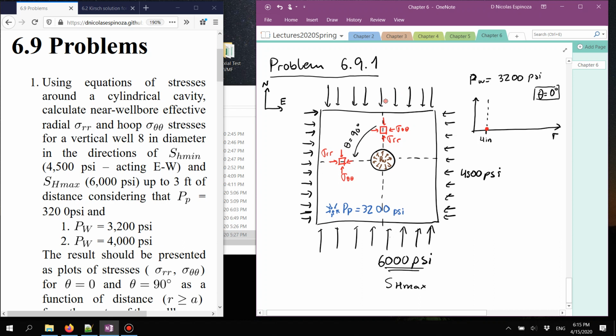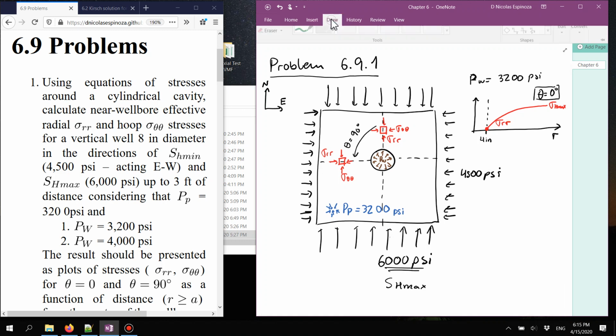In this case, I'm asking you to plot, remember, effective stresses. So this is going to be 6,000 minus 3,200 psi, which is going to be 2,800 psi. But it's going to be a value higher than 0. So this is going to be something like this. And it's going to tend into the value of SH max. This is going to be for sigma RR.